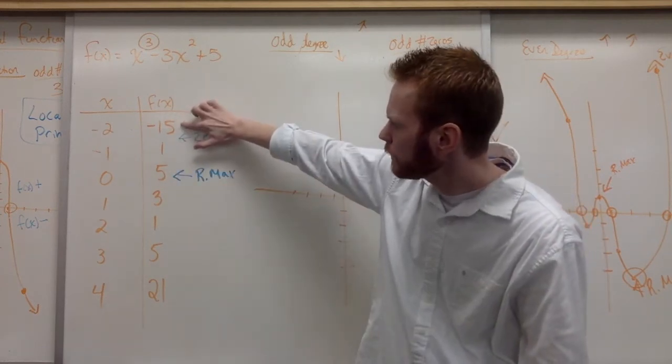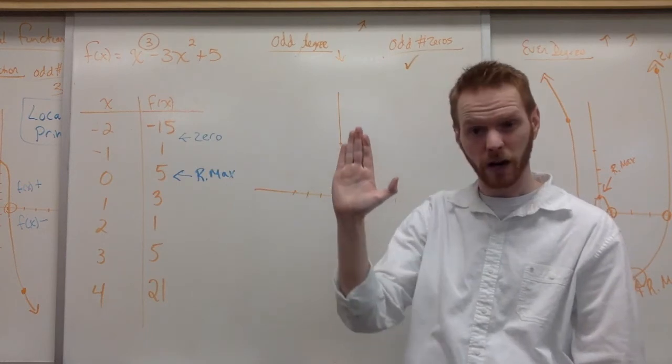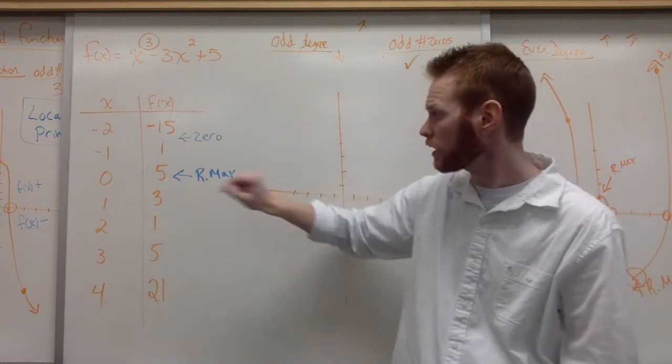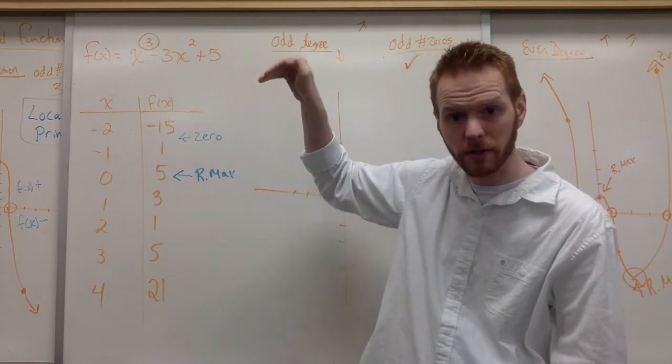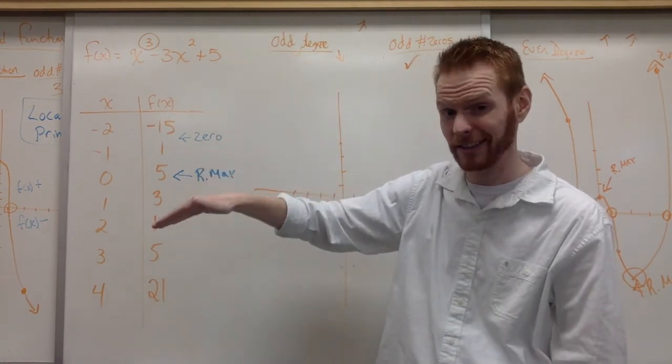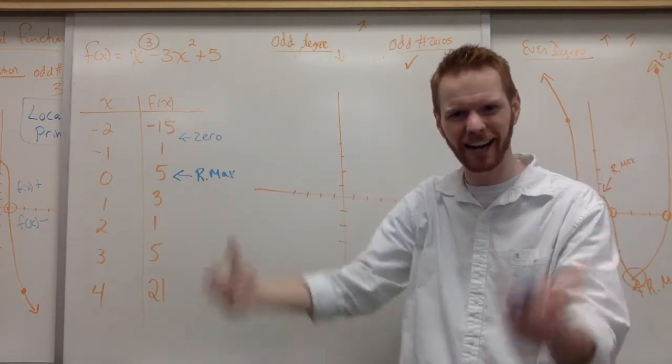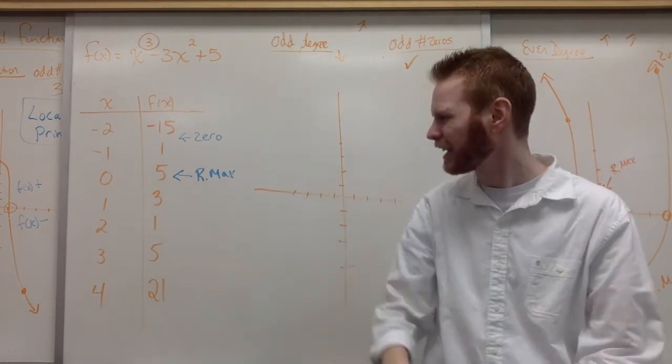I go from negative 15 to 1. My graph is rising. It's increasing, right? And then it gets to 5. And then it goes to 3. So it stops here at 5, and then it starts decreasing. So that's like the hump of the graph, right? That's the hill that we're getting to.